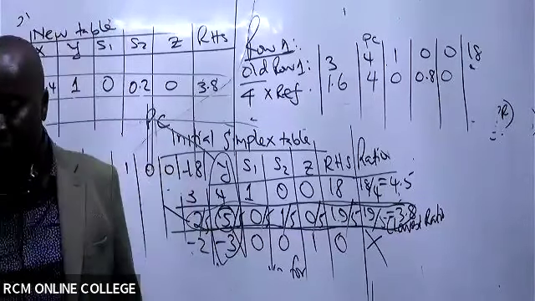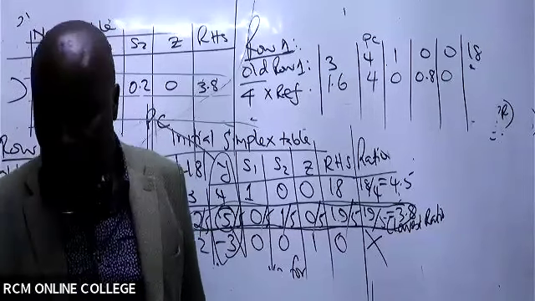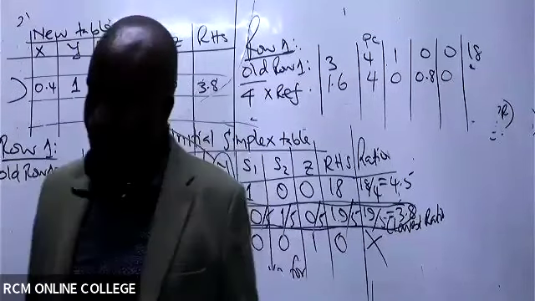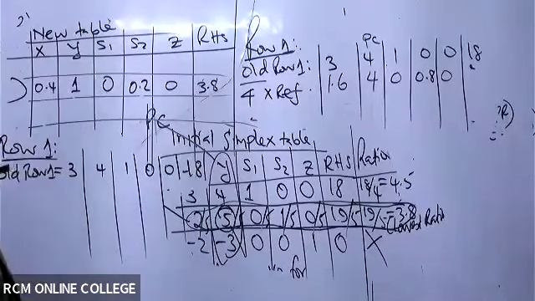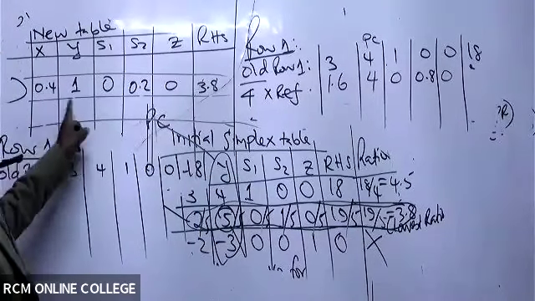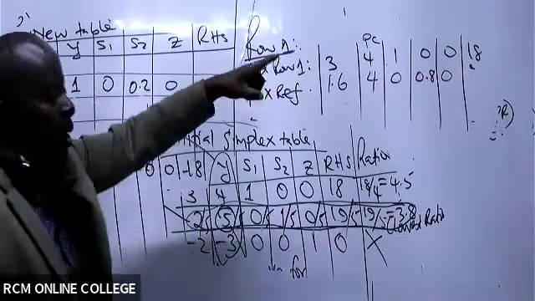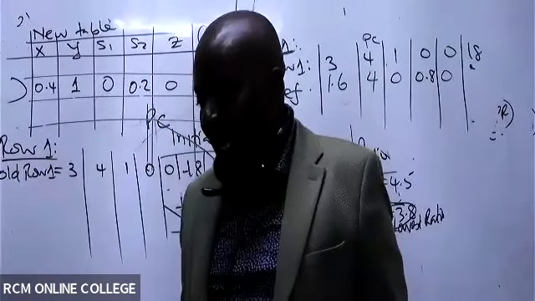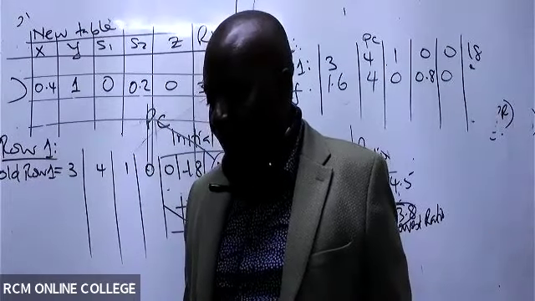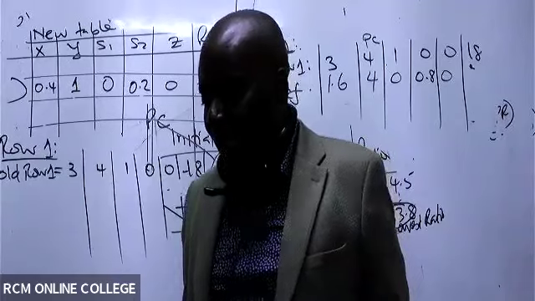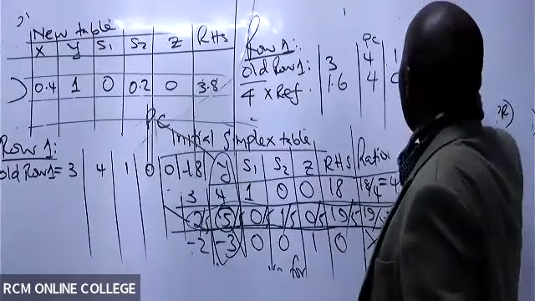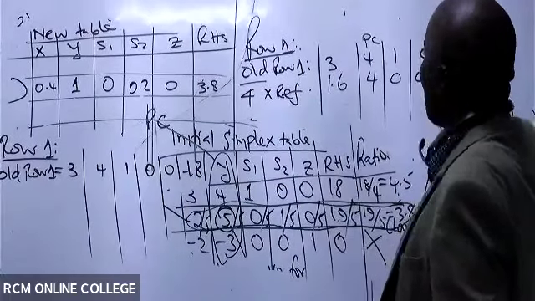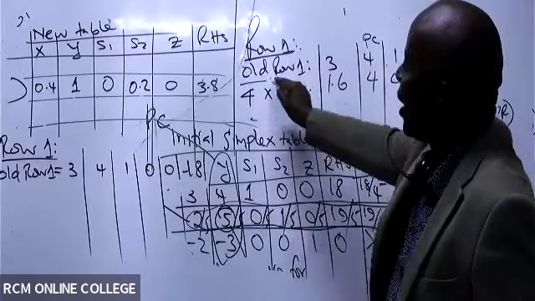Are you able to hear me now? Sorry for that. So then we have here 4 times 3.8. What figure do we have here? 4 times 3.8 is 15.2.